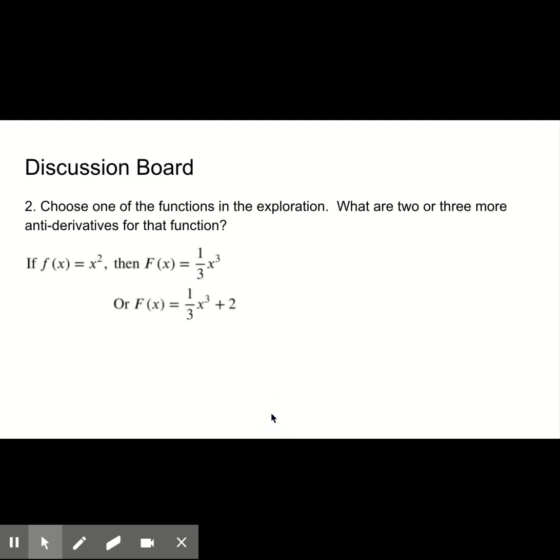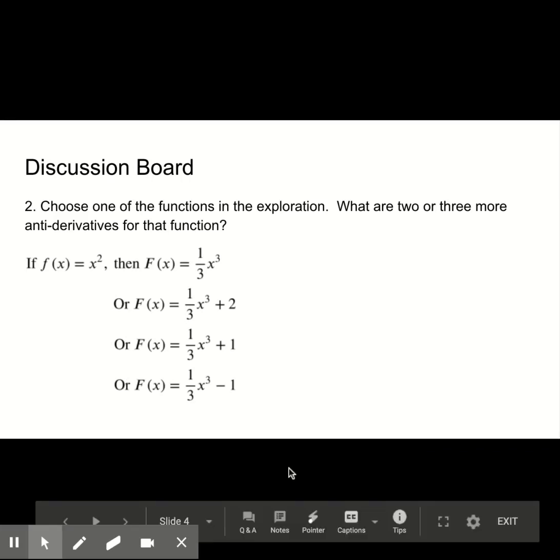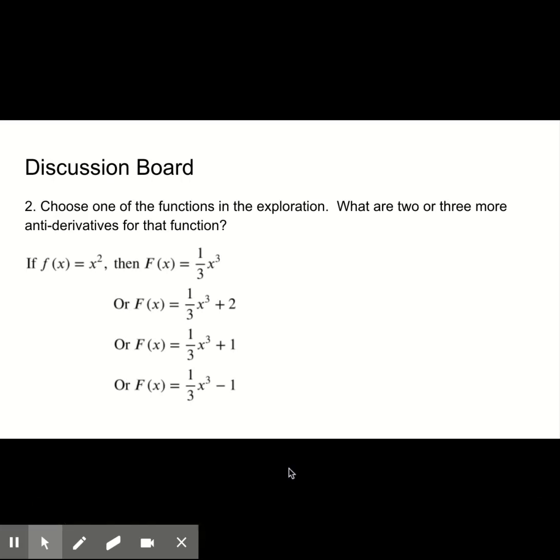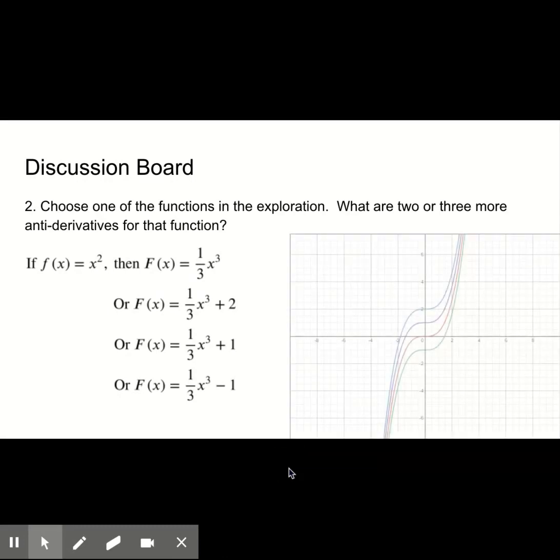Or capital F of x equals 1/3 x cubed plus 2. Or capital F of x equals 1/3 x cubed plus 1. Or capital F of x equals 1/3 x cubed minus 1. All of these are antiderivatives of x squared because the derivative of a constant is 0. So it turns out that the antiderivative of a function is actually a whole family of functions that are just vertical translations of each other.